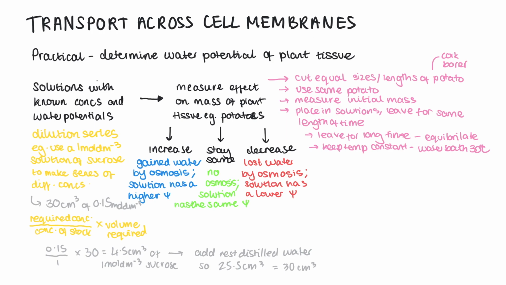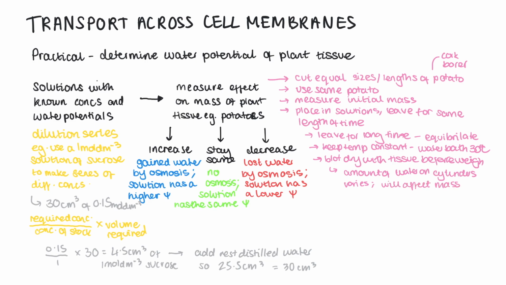Another thing we do once we've taken our potatoes out, or whatever plant tissue we're using, carrots or something, we want to blot them dry with a tissue briefly before we reweigh them, because the amount of water on the outside of the cylinders that they've picked up might vary, and this will affect the mass. So we only want to see the mass of it itself, not any mass of water that's on the outside of that.